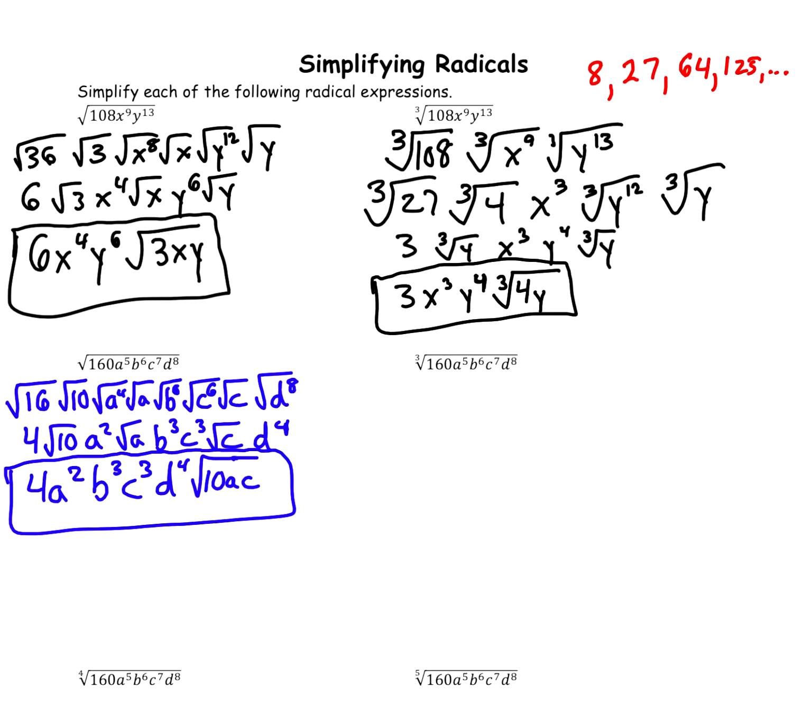So the highest perfect square that goes into 160 is 16. And I simplified each of the variable radicals from there. Let's talk about the next one, because the next one's the cube root.